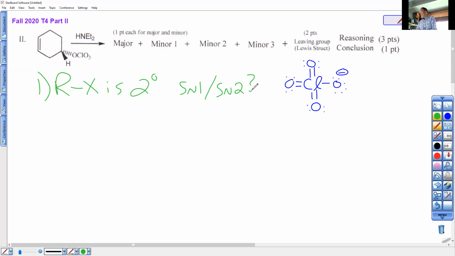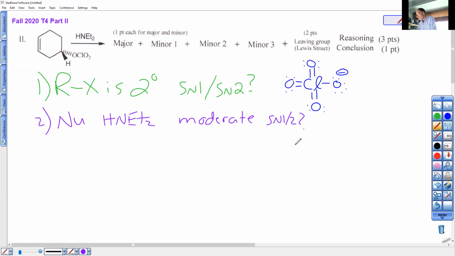Nucleophile. We'll do nucleophiles in a new color. Purple. This is an amine, HNEt twice. It's not an anion, so it can't be a strong nucleophile. All of our strong nucleophiles have a minus charge. So this nucleophile is neutral, and because it's nitrogen, it's moderate. And you are at the same point you started. You do not know whether it's SN1 or SN2. That's an even shorter way to say I don't know SN1 or SN2, if you want to do it that way instead of this way.